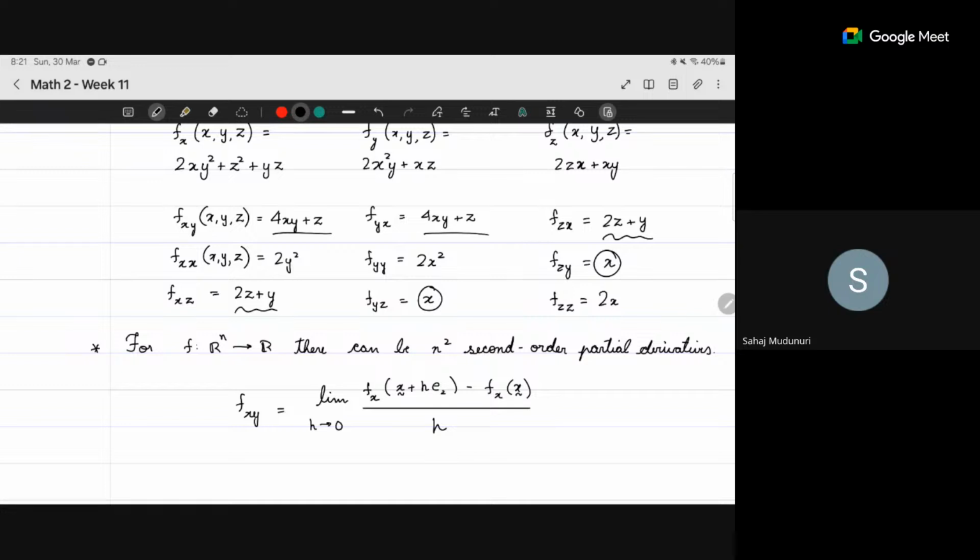And it's not random that these things are the same. You see that this is fxy and this is fyx. That happens to be the same. fxz and fzx is the same. fyz and fzy is the same. So this seems to suggest that at least in some cases, the order in which you perform the second order derivatives does not matter. Right? If I take fx and then differentiate with respect to y, and if I take fy and then differentiate with respect to x, both of them turn out to be the same.